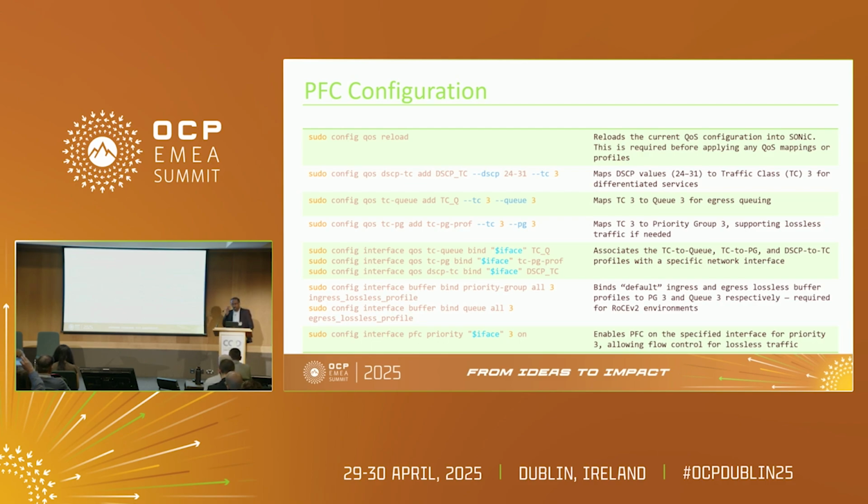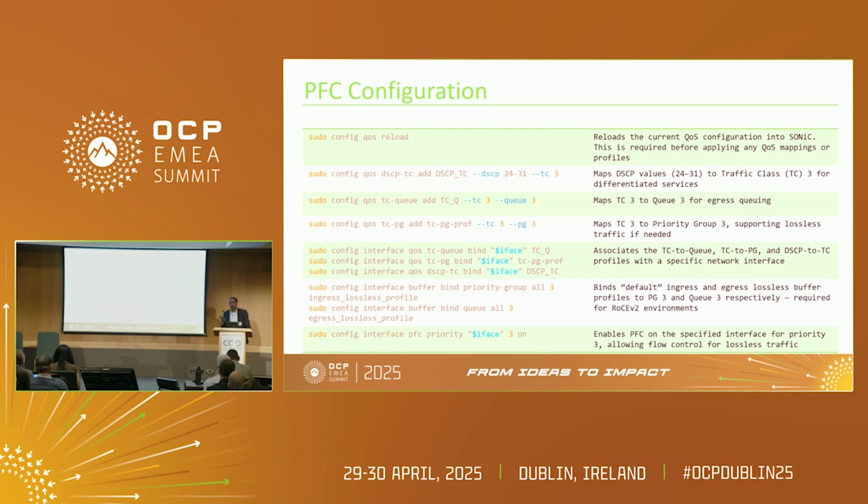So the PFC configuration: before any profile is created or a mapping is done, the team reloads the QoS. Then they set up 3 traffic profiles. One is a profile that maps the DSCP, essentially for the RoCE video traffic, to a traffic class. Then they map the traffic class to a queue, another profile. And then they map the traffic class again to a priority group. Those are the 3 profiles created first.